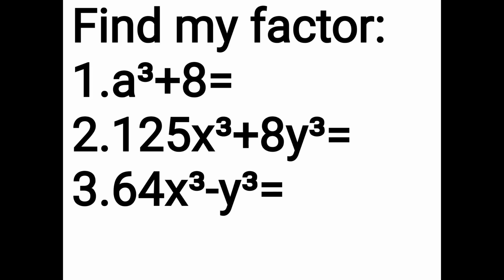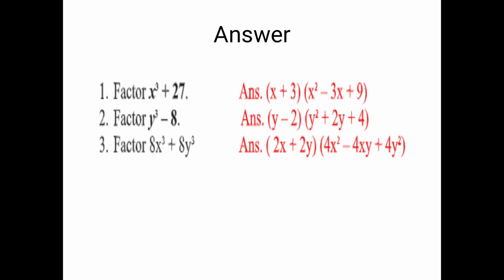So another one, to factor a cubed plus 8 is equal to... So for y cubed minus 8, we have y. For y cubed, we have y times y squared. For the factor of 8, the cube root of 8 is 2 times 4. And then to get the middle term, multiply y times 2, which is 2y.